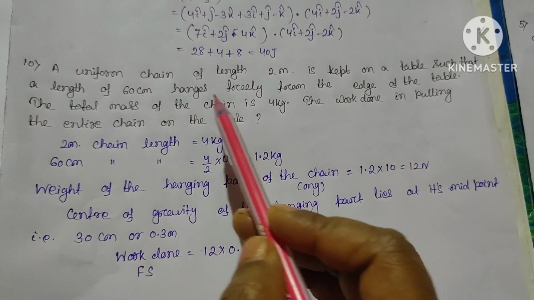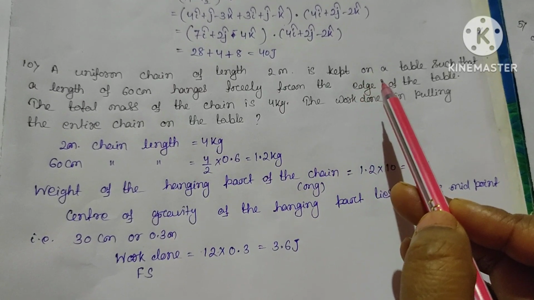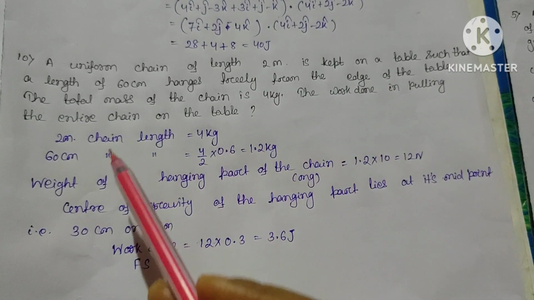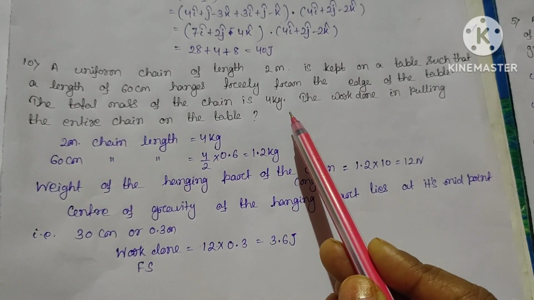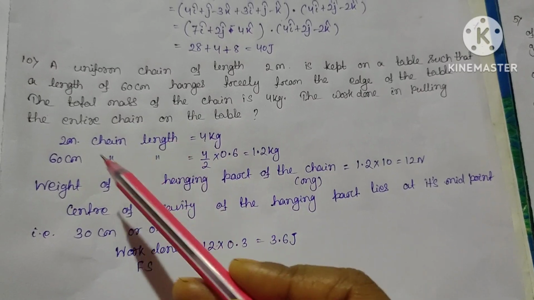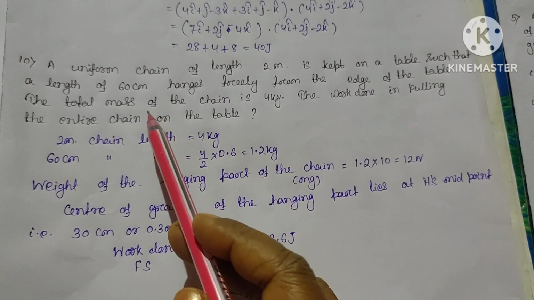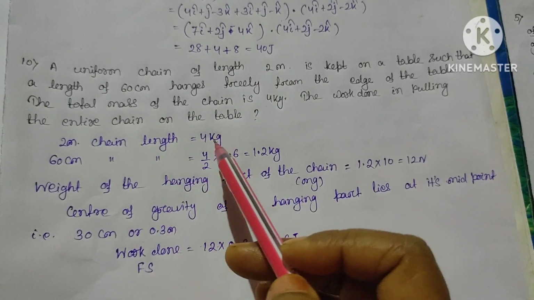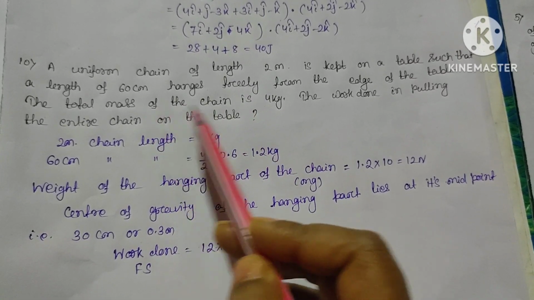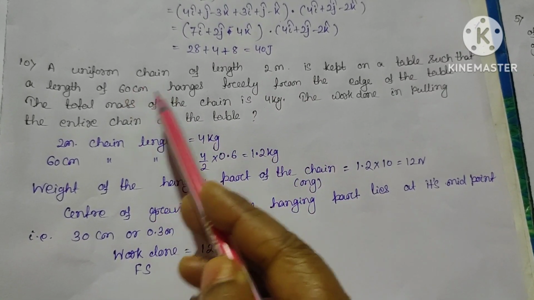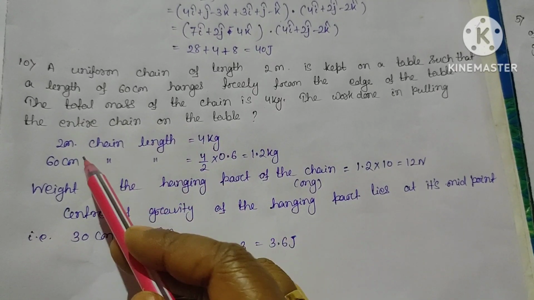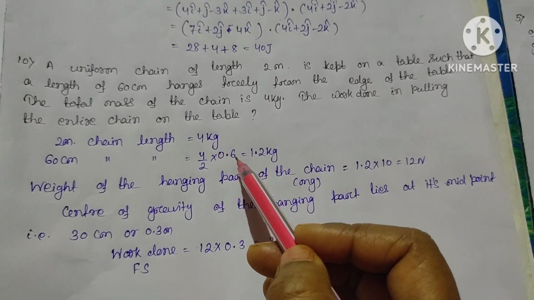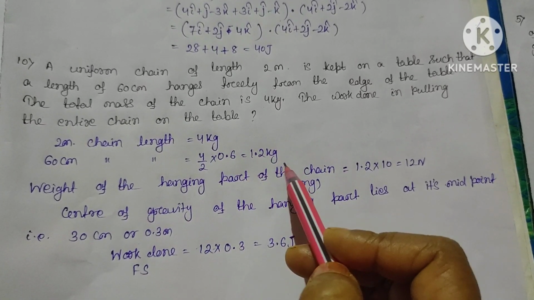Next question is, a uniform chain of length 2 meter is kept on a table such that a length of 60 centimeter hangs freely from the edge of the table. The total mass of the chain is 4 kg. What is the work done in pulling the entire chain onto the table? Here the total length of the chain is 2 meter, and the mass of the 2 meter chain is 4 kg. So for the 60 centimeter chain length, it will be 4 by 2 into 0.6, where 60 centimeter is 0.6 meter. So that will be 1.2 kg.